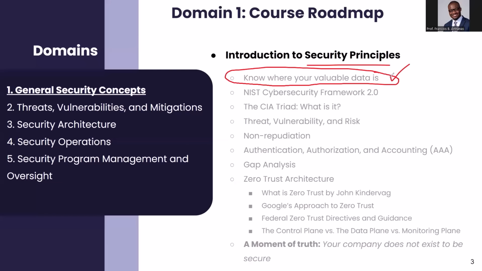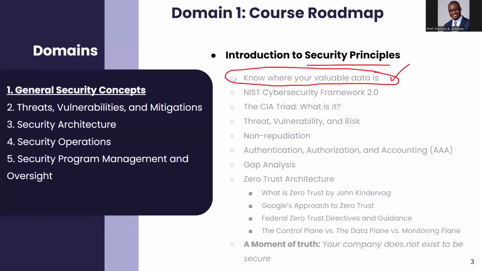So what you need to do is make security something that allows the business to do what the business does best. I often tell people that security is the enabler, right? We are the enabler. We allow the business to do what the business does without any interruption.